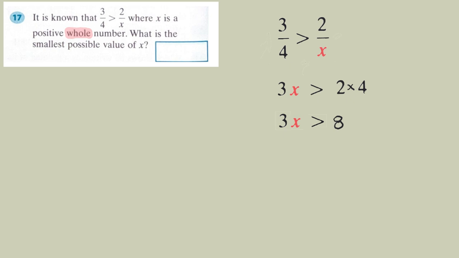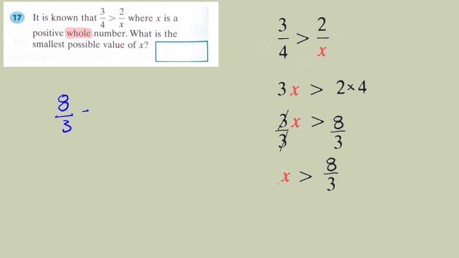We want to know what is the value of x. So we'll divide both sides by 3. The 3 is going to cancel out, and we'll get that x is greater than 8 on 3. Now we want the possible values of x that is a whole number. Let's have a look what 8 on 3 is as a mixed number.